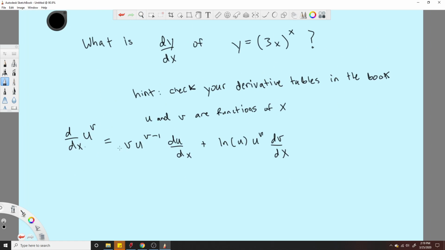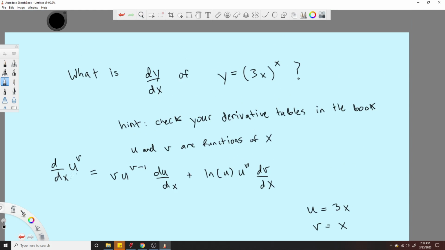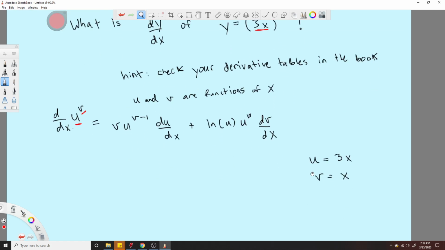So in this case, our u is going to be equal to 3x. Our v is going to be equal to x. All I'm doing is seeing this spot here correlates to that 3x. This spot here correlates to x. So v is equal to x, u is equal to 3x.